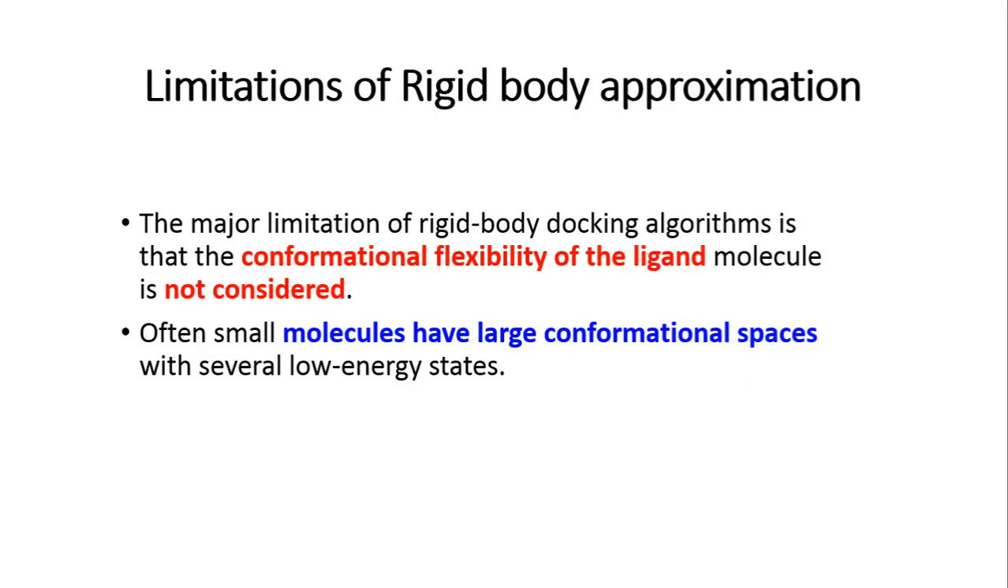Okay, the bonds inside your ligand molecule also have flexibility. Some bonds are rotatable, and due to rotation of these bonds they can take different conformational states. So this conformational flexibility is not considered when you consider this rigid body approximation. Okay, so the rotation of the individual bonds of the ligand is not considered in this, right?